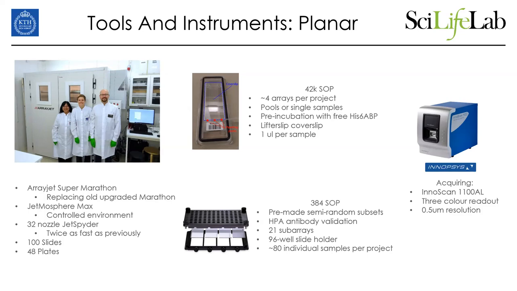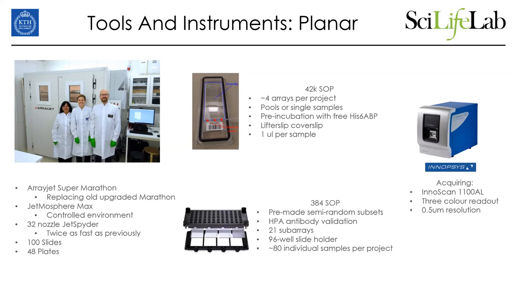We do pre-incubation with free His6-ABP, of course, to block off any antibodies in the samples towards this albumin binding protein, since it's present in streptococci, and a lot of people have been infected by streptococci at some point in their life. We use a lifter slip then to create a small chamber on top of the array, and this very small chamber fits approximately 85 microliters, which means that we need a very small amount of sample, about 1 microliter per sample.